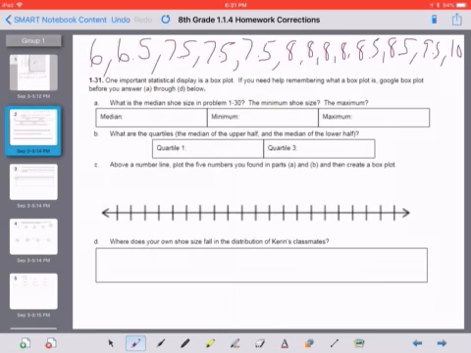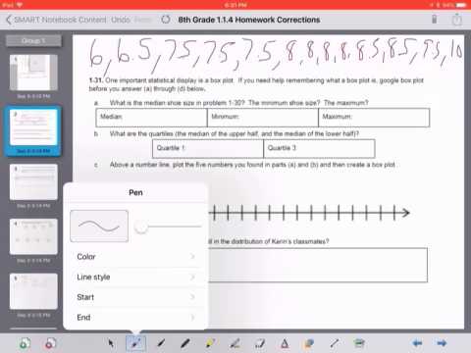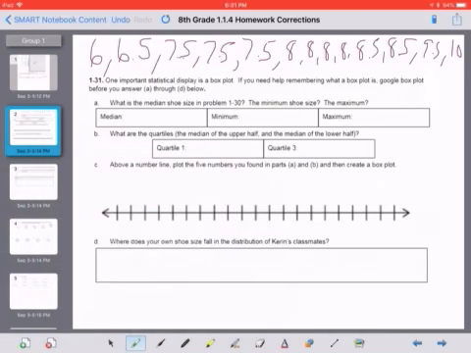After you've listed your numbers in order, the next thing to do is figure out the median, the minimum number, the maximum, and then the first quartile and the third quartile. The quartiles are really just the median of the upper half and the median of the lower half. So first I'm going to find the minimum. The minimum number is 6. The maximum number is 10.